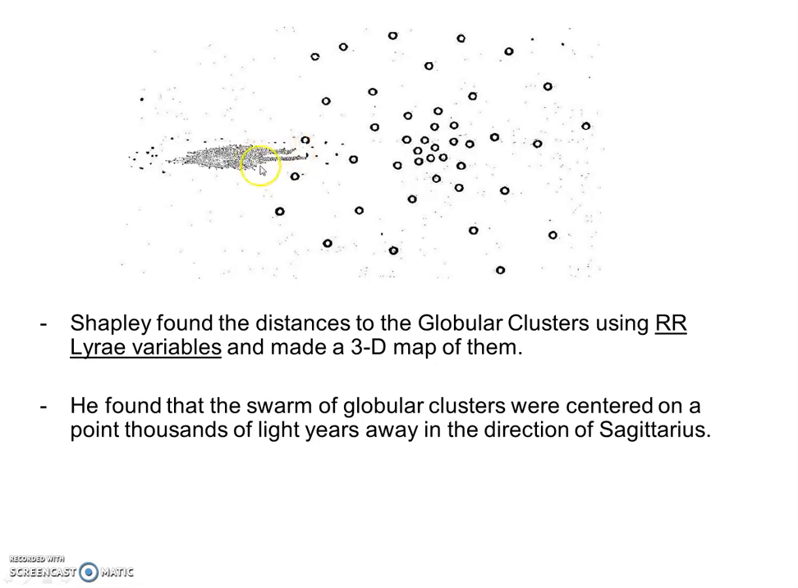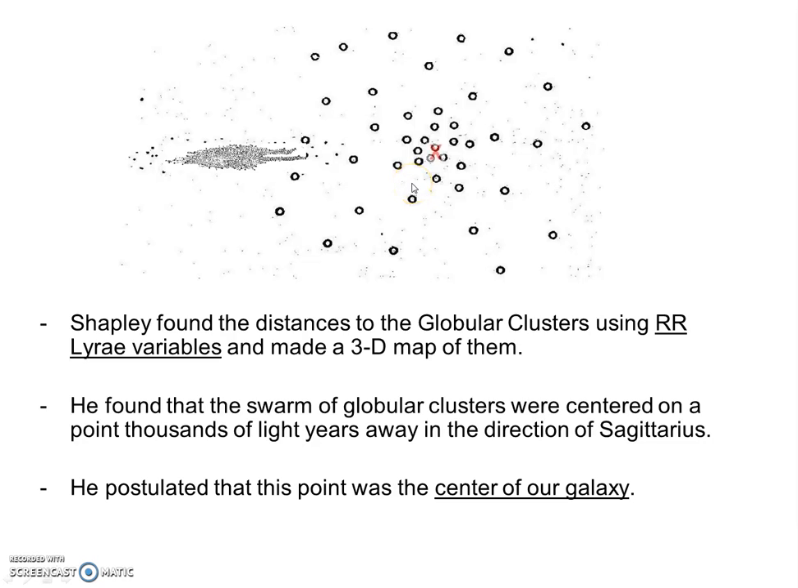Now the stars that make up the constellation of Sagittarius are probably somewhere around here, and they're all at different distances. But when you look from Earth toward that direction, you look toward the center of mass of these globular clusters. He postulated that this, the center of the swarm, was the center of our galaxy.